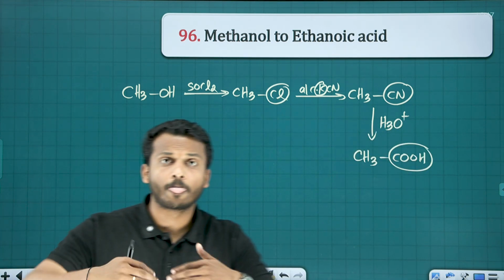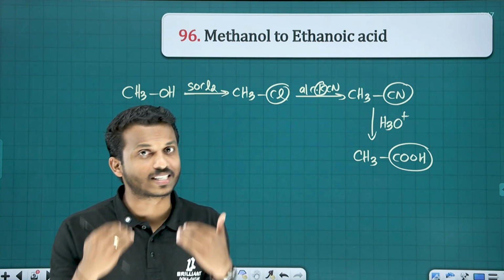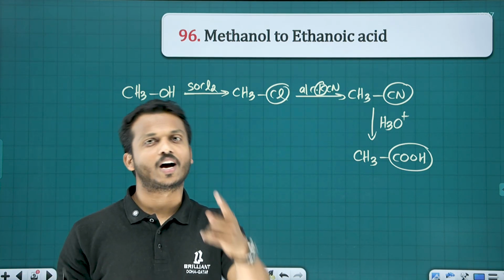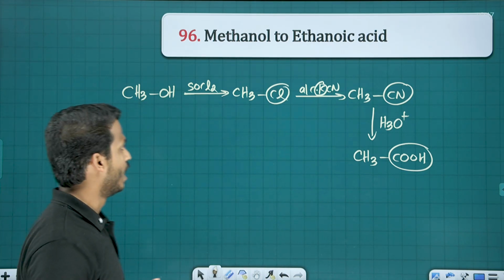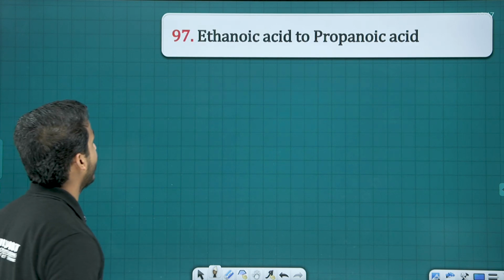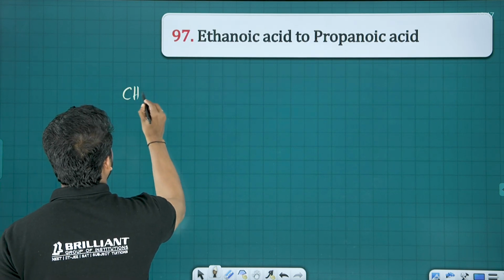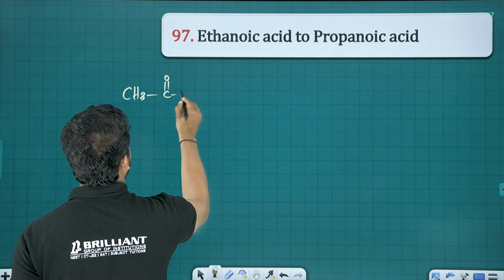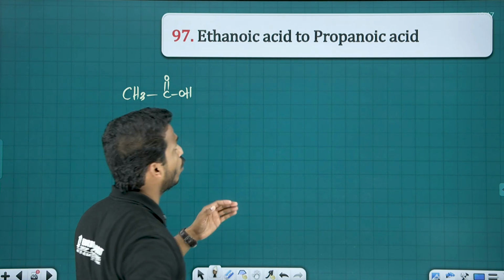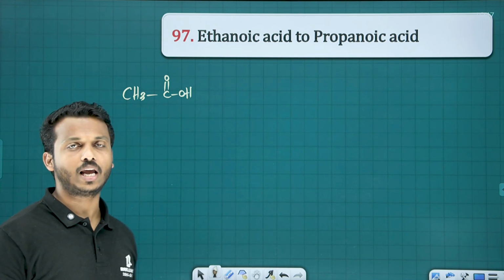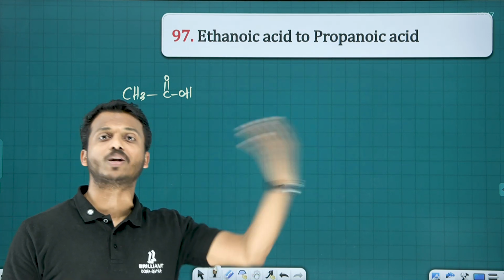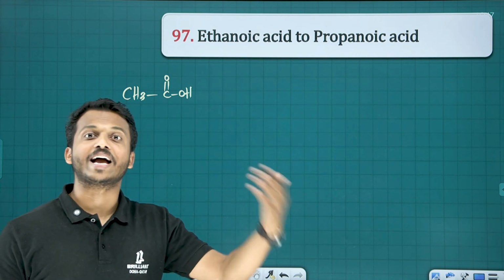So, if you want to increase one carbon, bring cyanide. If you want to decrease one carbon, use Hofmann bromamide. Ready all? That's ethanoic acid. Next one, how will you convert ethanoic acid into propanoic acid? See, again, we need to increase one carbon. So, we need to bring cyanide.